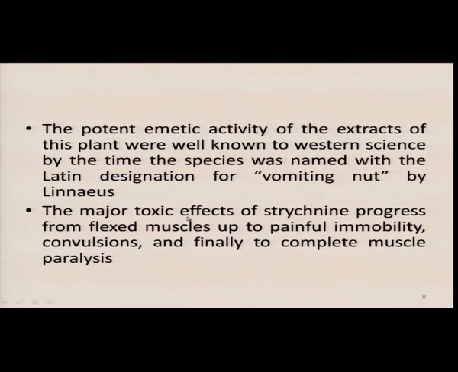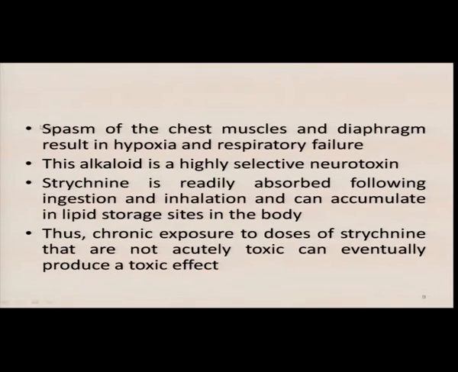The major toxic effects of strychnine progress from flexed muscles to painful immobility, convulsions, and finally to complete muscle paralysis. The spasm of the chest muscles and diaphragm results in hypoxia and respiratory failure. Strychnine is an alkaloid and a highly selective neurotoxin. It is readily absorbed following ingestion.